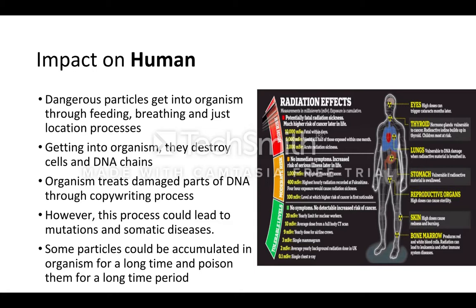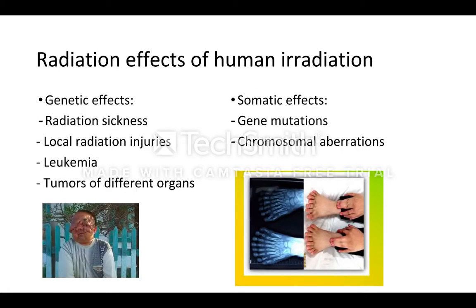As to the radiation effects of human irradiation, the genetic effects are radiation sickness, such as local radiation injuries, leukemia, or tumors of different organs. And as to the somatic effects, these are gene mutations and chromosomal aberrations. Also, radiation and the human organ system.